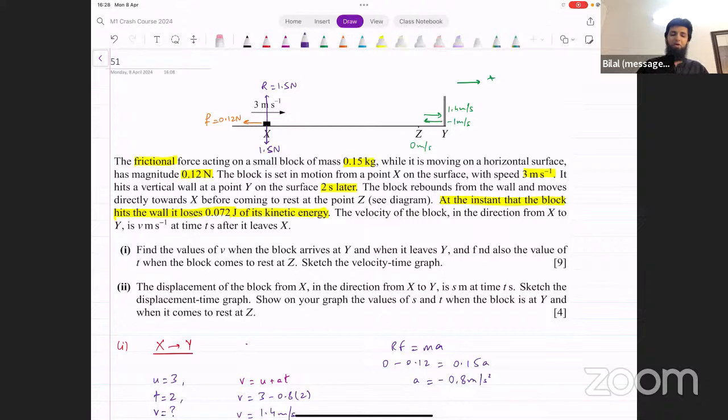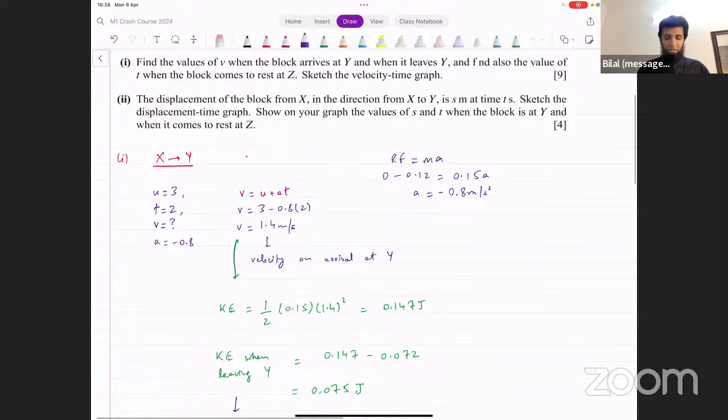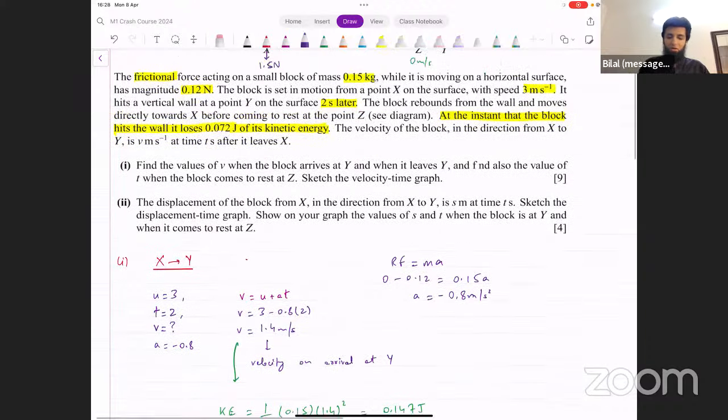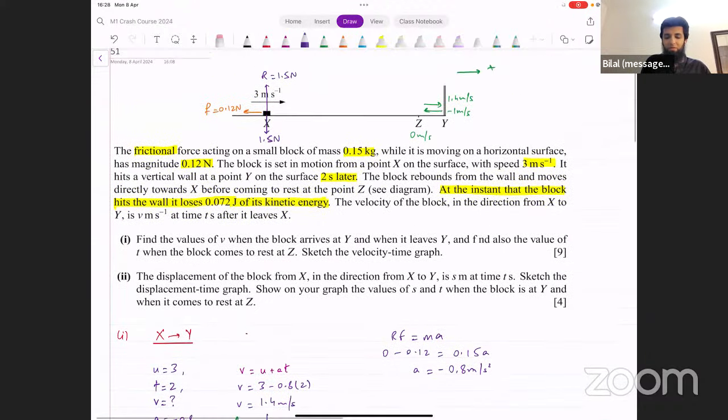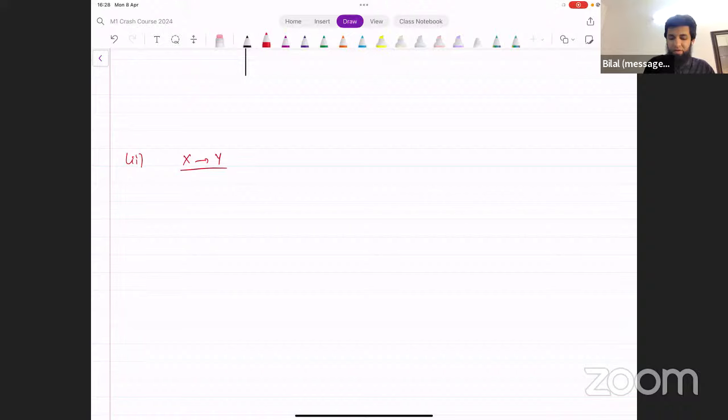So now we need the displacement time graph. Now we don't have any displacement. We do not know the displacement from x to y or from y to z. Let's find the values of these displacements. Part 2. So what happens from x to y? What information do we have? Remember, we're considering the right side positive.